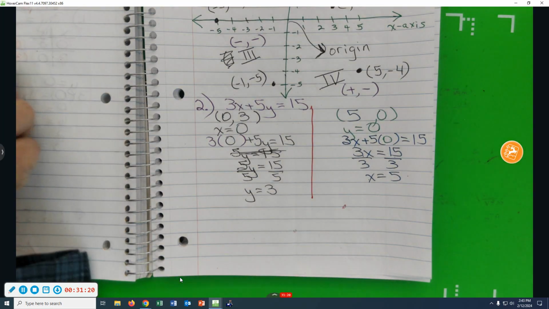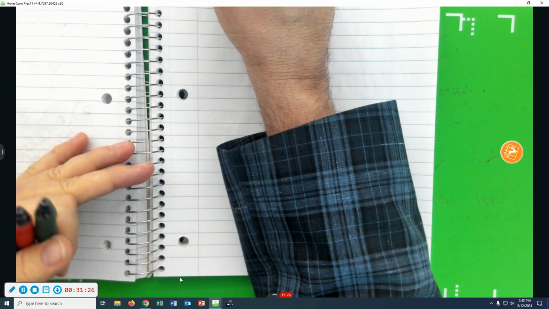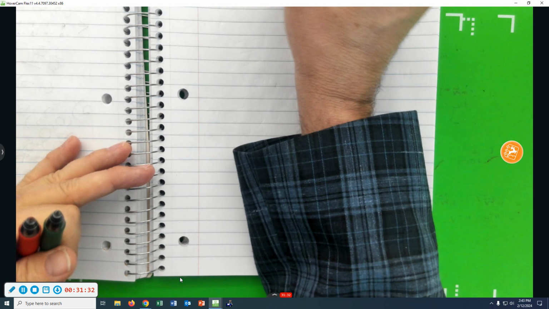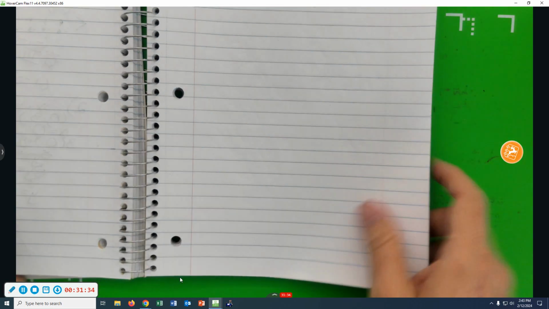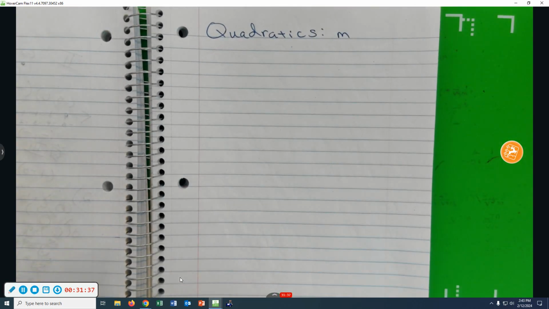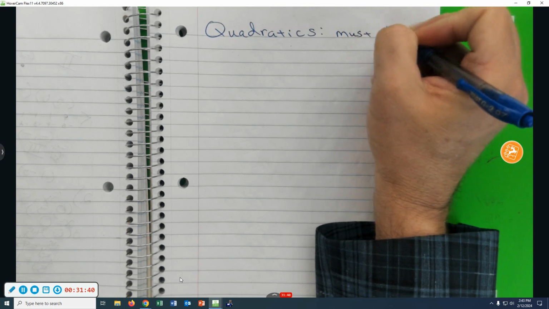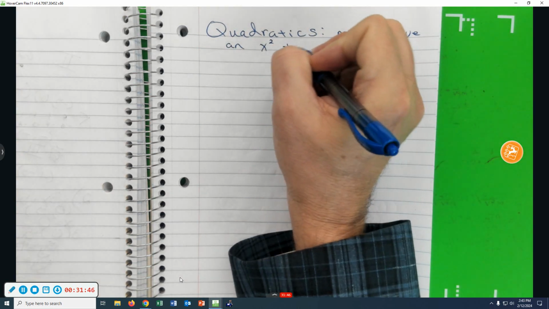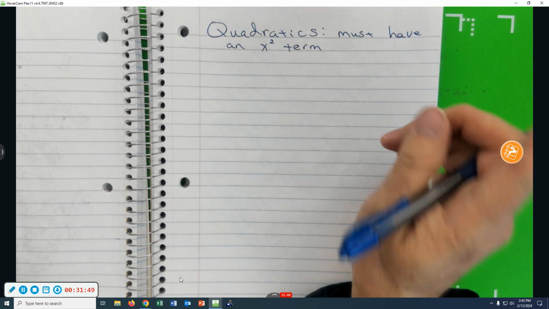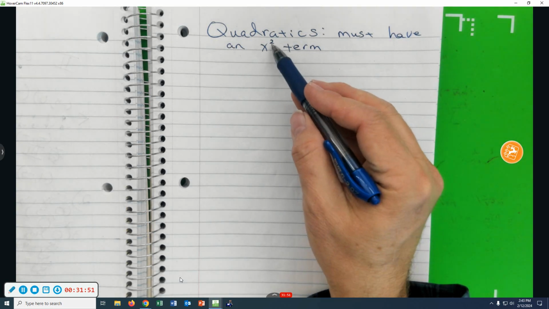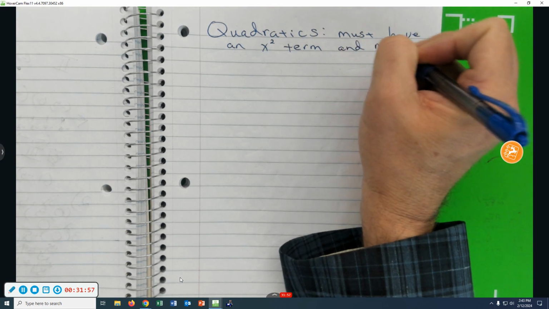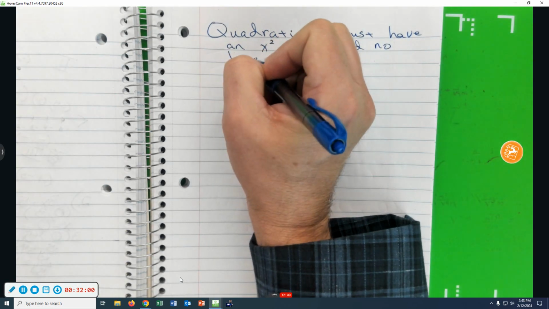The second thing that we're going to be graphing: quadratics. Okay, quadratics must have an x squared term and no higher exponent than 2. That 2 there has to be the biggest exponent in the equation. I'll say, and no larger exponents.